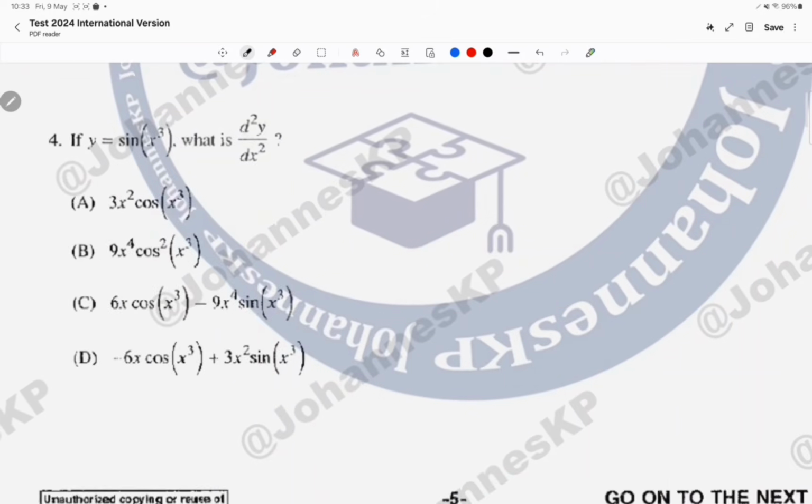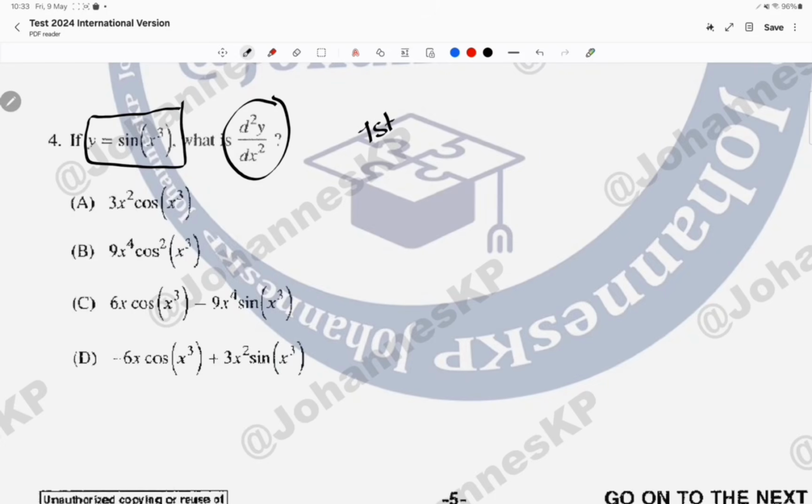Now, question 4. We're given the equation for y. Do you know what this is? This is called the second derivative. Yeah, that's what I meant by highest order. Oh, okay. Interesting. So you got to differentiate the first time. Yes. You got to differentiate the second time as well.